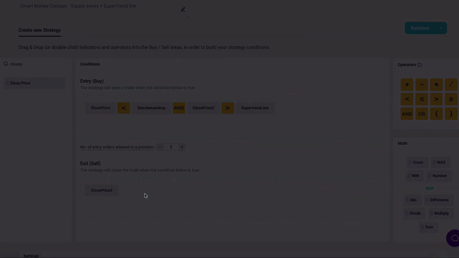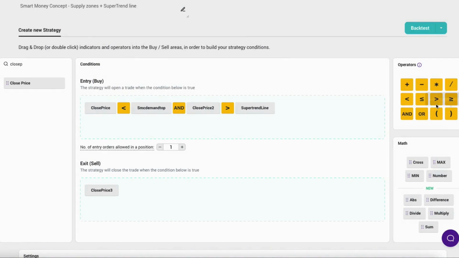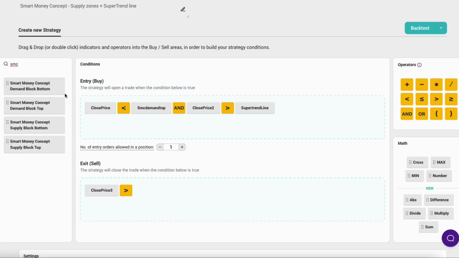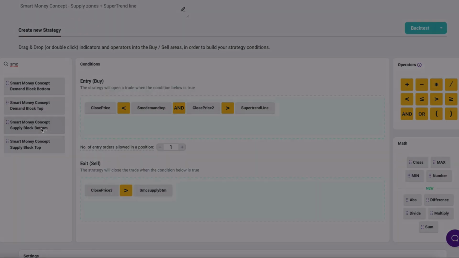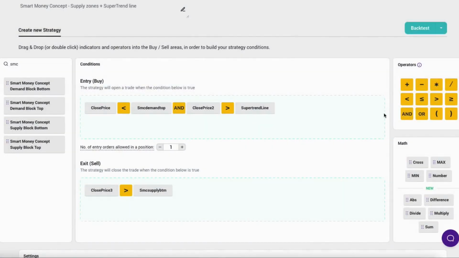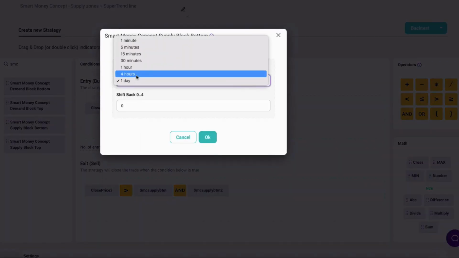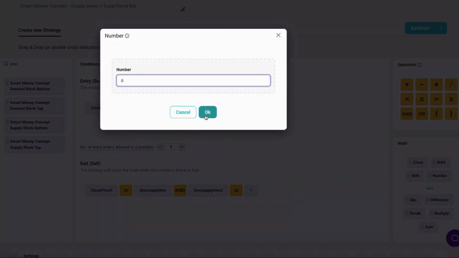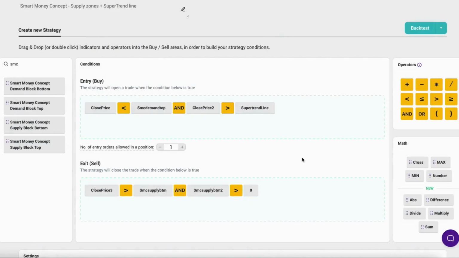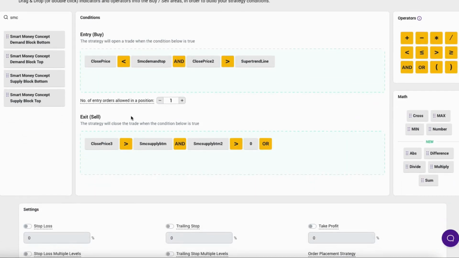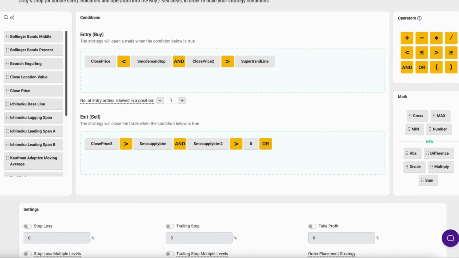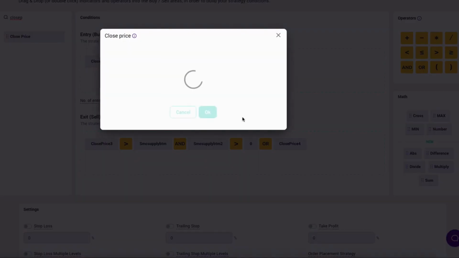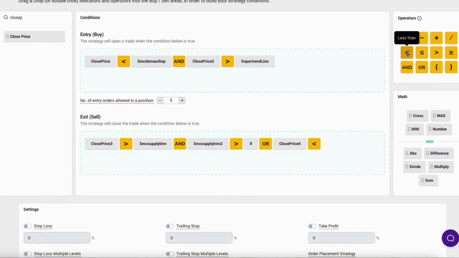To exit a position, we will create an exit rule. We said that we close the position if the price touches a supply zone. This is very similar to the entry condition, only that we are using the Smart Money Concept Supply Zone Bottom indicator. This is the bottom price of the supply zone rectangle. When there are no supply or demand zones, the implementation of the indicator returns 0. So we need to make sure we also add a condition that excludes these cases. We are doing this by adding another condition with the AND operator. We want to exit the position only if the price touches the supply zone, and if the Smart Money Concept Supply Zone Bottom indicator is greater than 0.